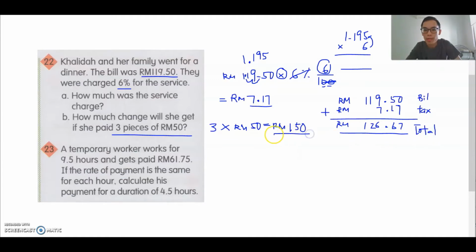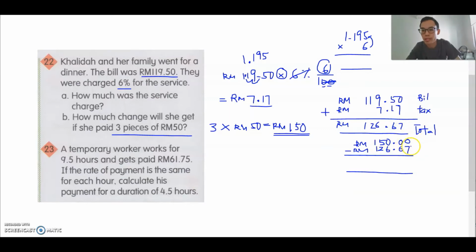Okay, and then she paid 150 ringgit. How much is the change? Baki dia berapa? So baki means you have to minus. So 150 minus 126.67. Okay, can you see there's nothing here? So do you write 67 here? No, nothing here means 0.00.